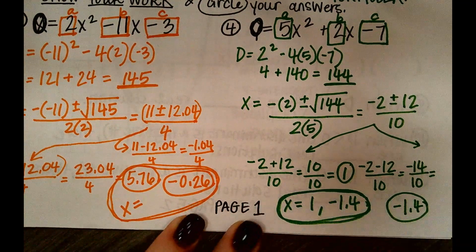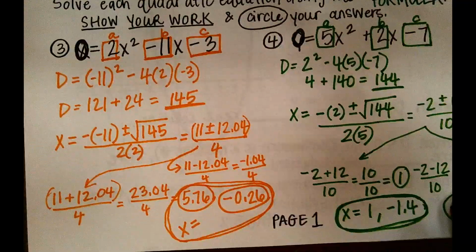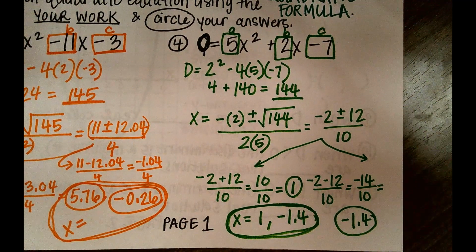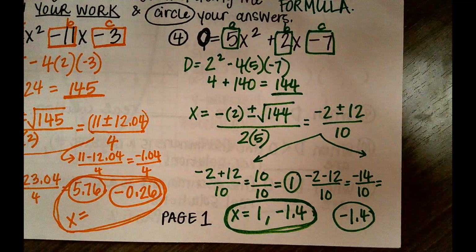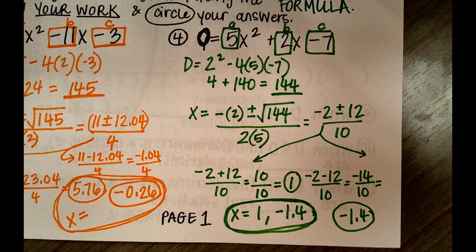Okay. I've got number 4 done. So, if you already did number 4 and want to go back and check, here's what I got. I got x equals 1, x equals -1.4. If you got something different, let me know, and we can talk about it. Or if you're confused about any part of this, if you're not sure how I did something. Okay. And I'll leave that up there for just a moment.